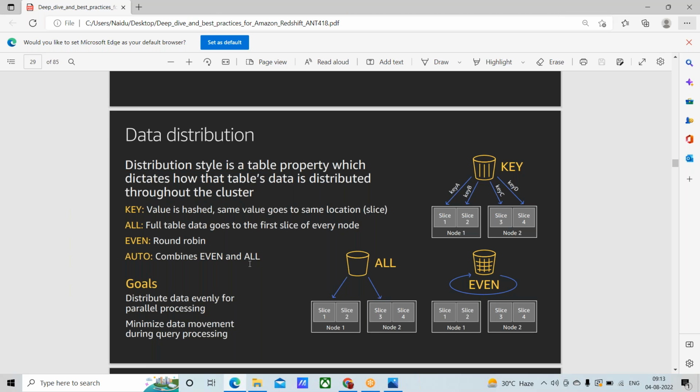Or somebody may think that we'll define it as even, because even will anyway equally distribute. At this point of time, it seems like yes, we should define a key which is most unique, or we should define it as even, because it evenly distributes. So it seems like that is right, but we should go further.